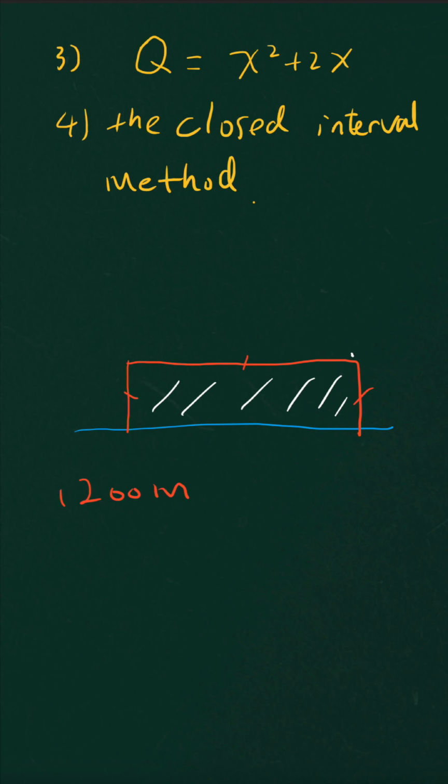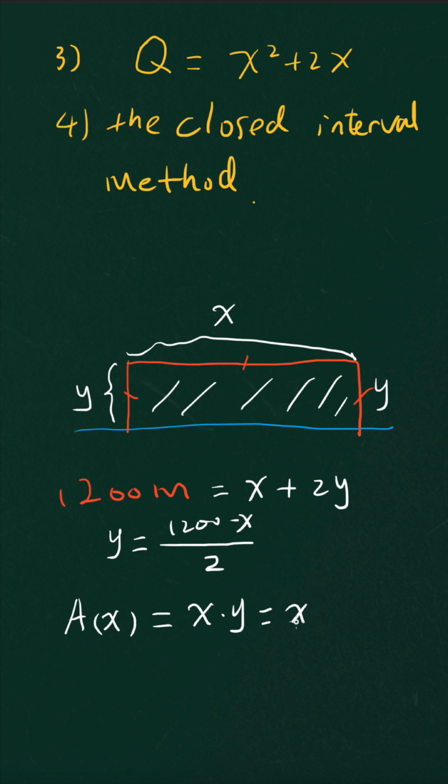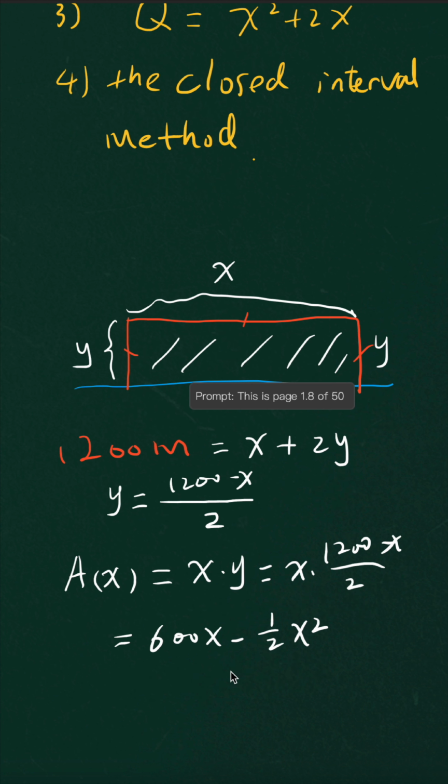All right, so how about we let the length of this side be x and the length of this side be y? Basically, we can express 1,200 meters as x plus 2y. So y is equal to (1,200 minus x) divided by 2. And then we can express the area, A(x), as a function of x. The area of the rectangle can be expressed as x times y, which is x times (1,200 minus x) divided by 2. And that can be simplified as 600x minus 1/2 x squared. All right, so that's the function of the area.